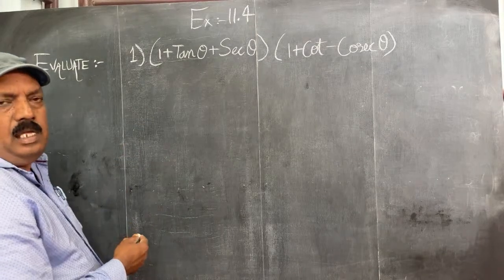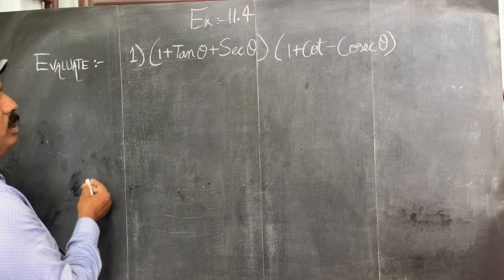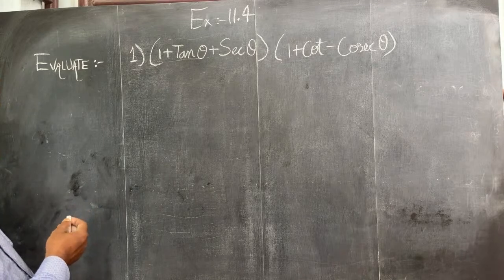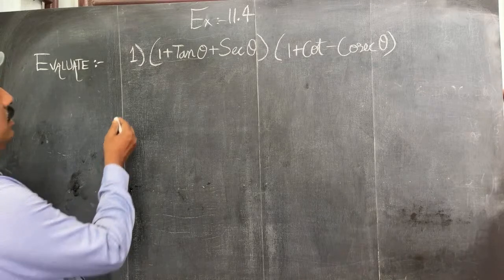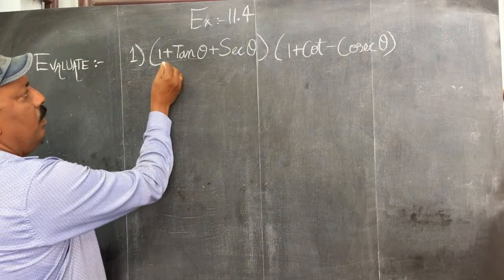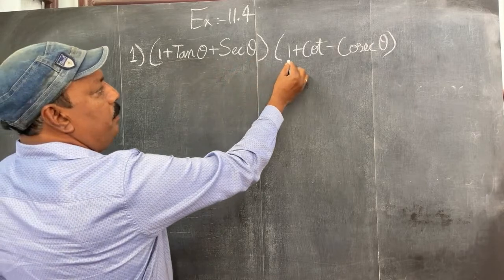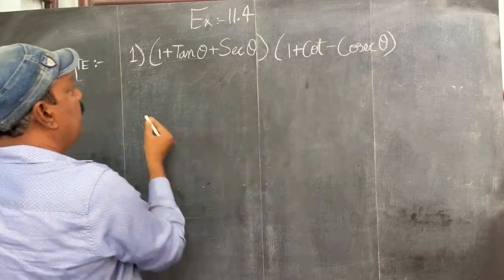Now today, the last part of the trigonometry, I am explaining and carefully going through all the sums over here. The most important sums I am explaining. The first sum is (1 plus tan theta plus secant theta) into (1 plus cot theta minus cosecant theta).